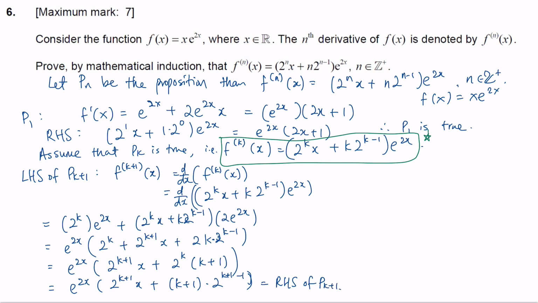But we need to write the final statement. So since P(1) is true, and P(k) true implies that P(k+1) is true, by mathematical induction.